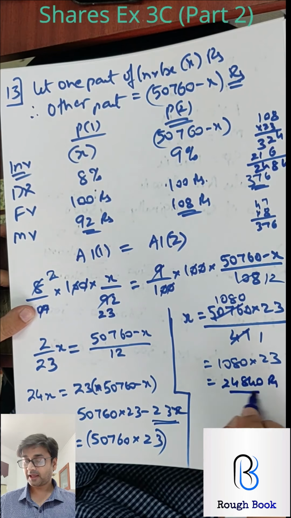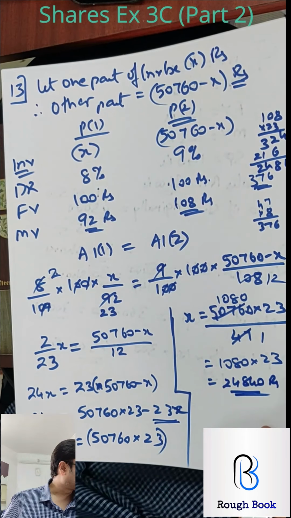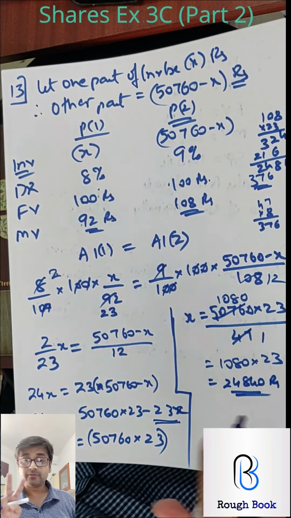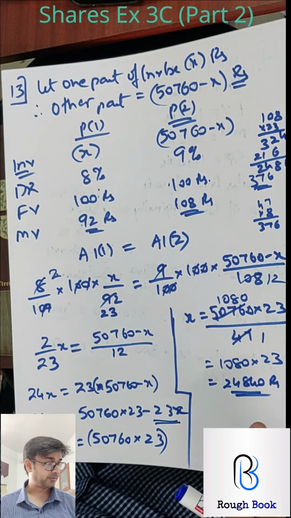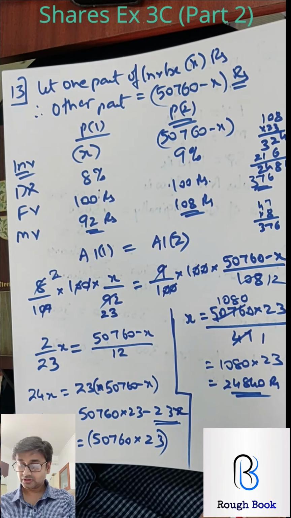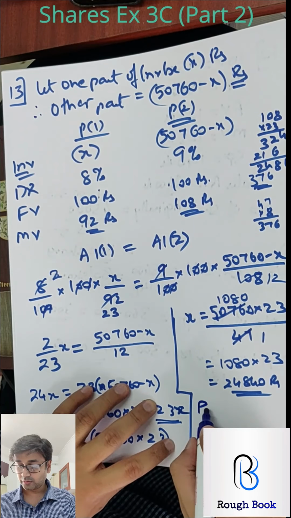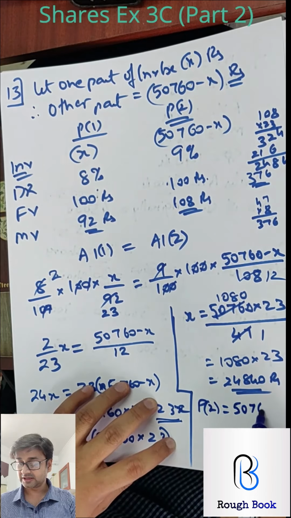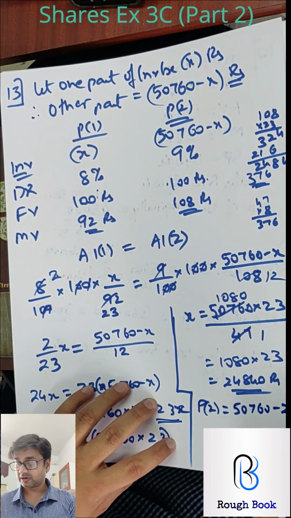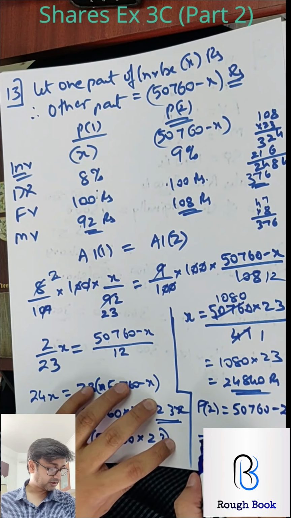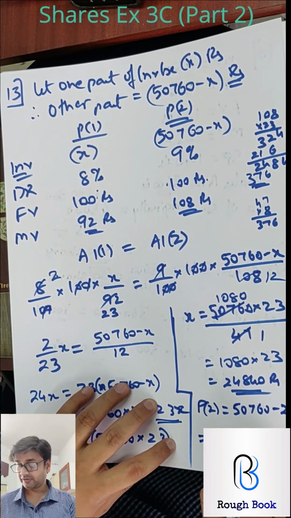24,840. Anyone manages to get this? 24,840. Wow, that's good. Your question is find both the parts. We just found one part. Can you calculate and get me the second part as well? Come on. So part 2 becomes 50,760 minus 24,840. So the difference, how much do you get? Come on, let's calculate. 25,920 is what you get.